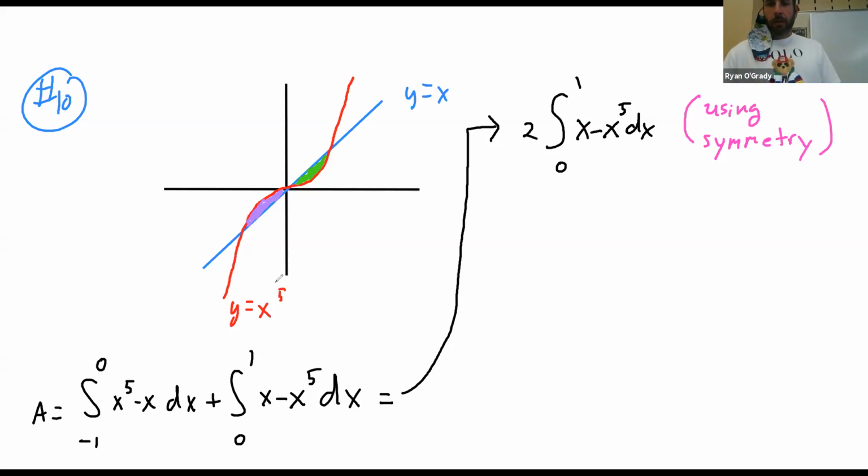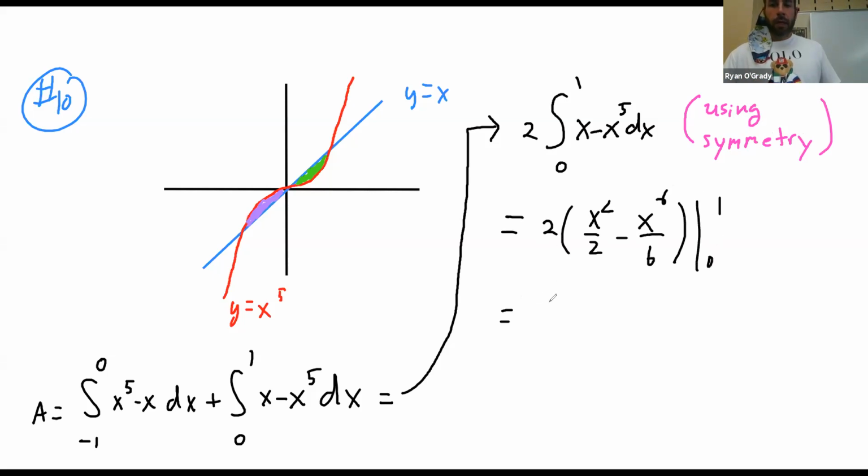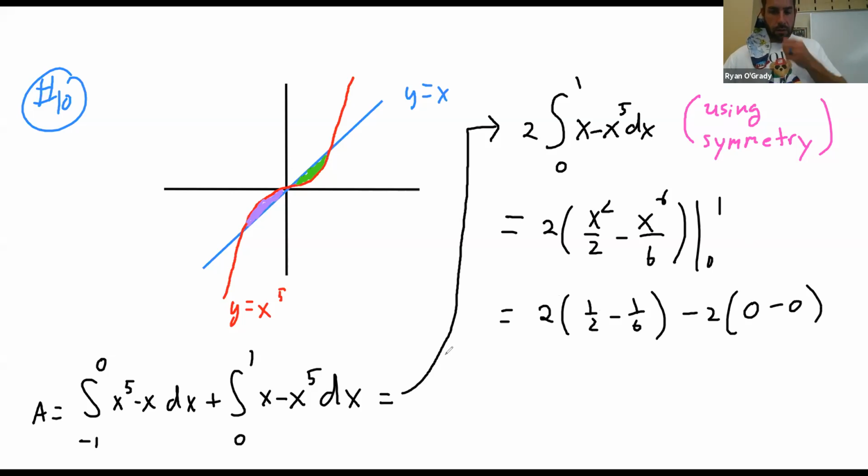Okay, so then this is just another straightforward integral. This is 2 times x squared over 2 minus x to the 6th over 6, from 0 to 1. And you plug in 1. You get 2 times 1/2 minus 1/6, minus 2 times 0 minus 0. I'm putting the details in to help you guys out.